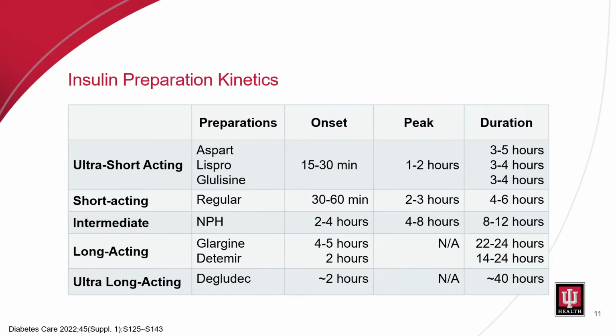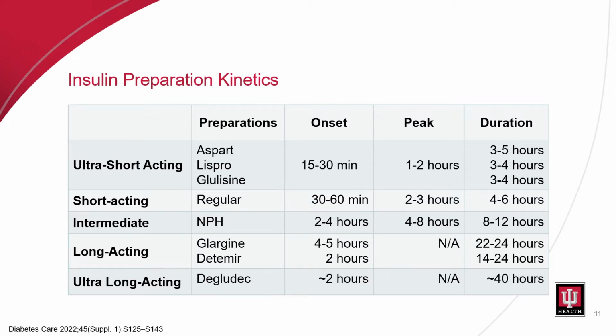Our intermediate acting insulin is NPH. Its onset is within 2 to 4 hours and a peak at 4 to 8 hours. Its duration is 8 to 12 hours, so you'll often see NPH dosed either 3 times a day or twice a day. I personally prefer twice daily NPH regimens just to relieve at least a stick for a patient.